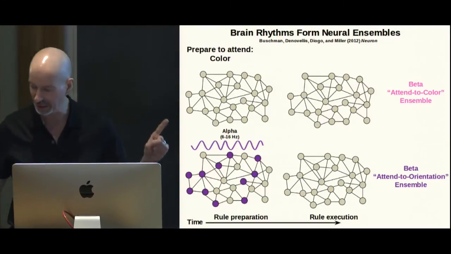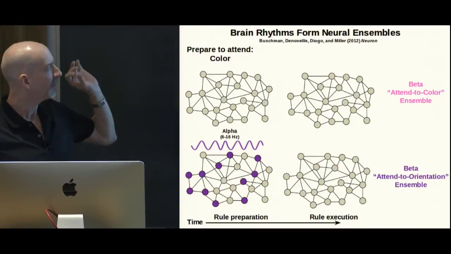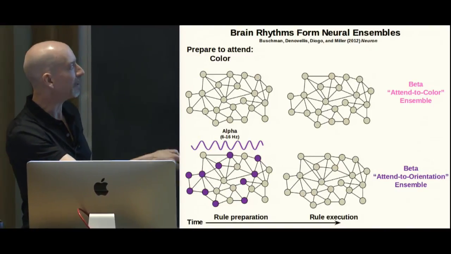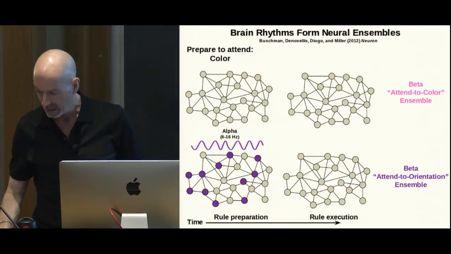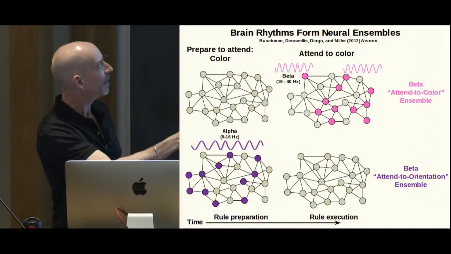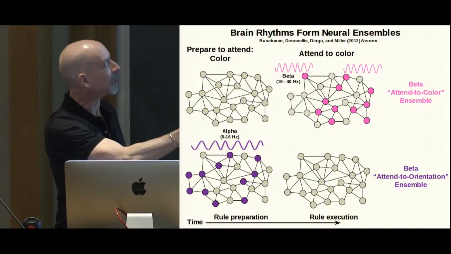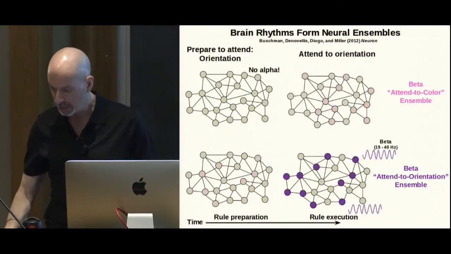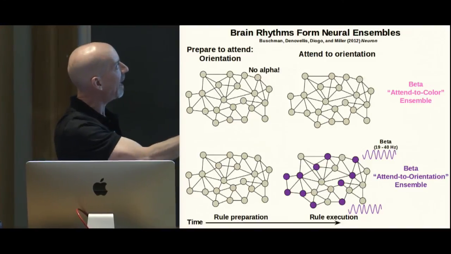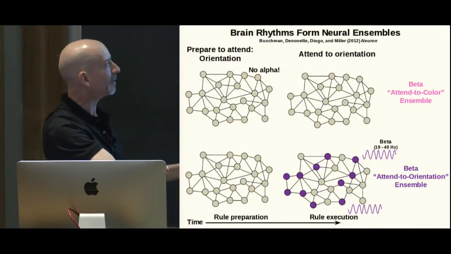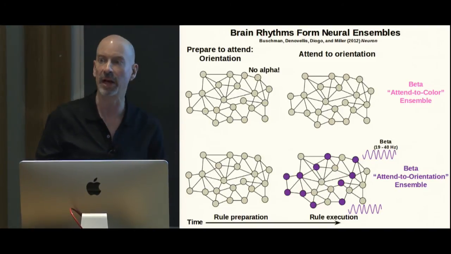So again, just to make it clear in cartoon form, when the monkey's preparing to attend to color, the first thing that happens during the preparation period is the beta orientation ensemble shows a bunch of alpha synchrony. Then when the monkey actually attends to the color, the beta network is quiet, at least it's non-synchronous, and then the color ensemble activates. But then in other trials where the monkey is preparing to attend to orientation and then attends to orientation, the beta orientation ensemble synchronizes, but there's no alpha at all in the color ensemble.